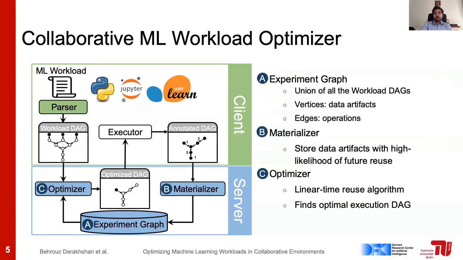Our concrete contributions are the following. We have an experiment graph, which is the collection of all of the workload DAGs that have been executed. We have a materializer component that decides what artifacts to store. And we have an optimizer which offers a reuse algorithm to find the optimal execution plan of user workloads.